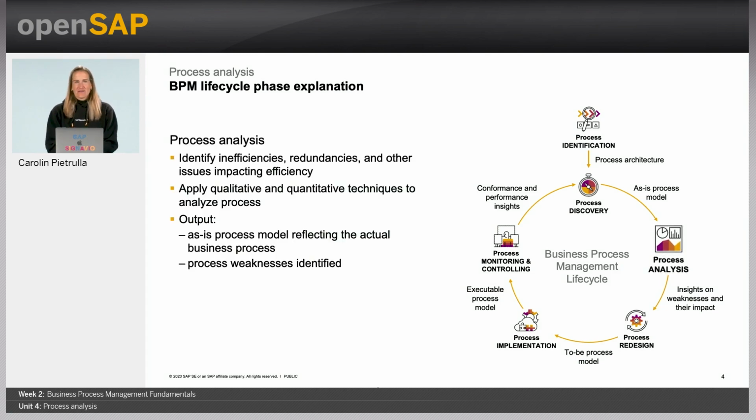Well, we can use quantitative and qualitative techniques to analyze a process. I will explain what that means in a minute. The outcome of Phase 3, process analysis, is still the as-is process model, but also a list of process weaknesses or, positively spoken, improvement potentials identified.